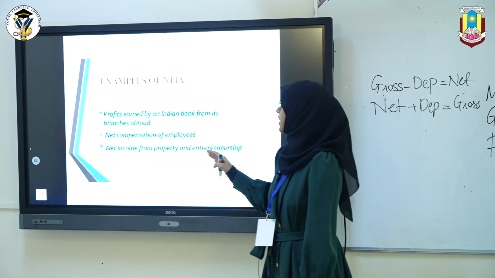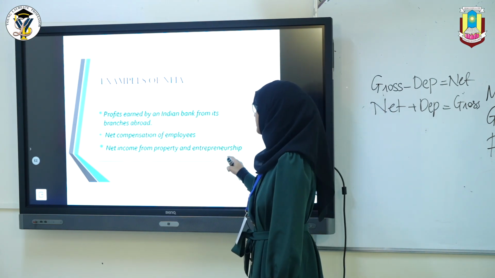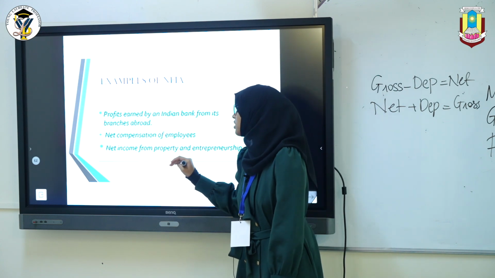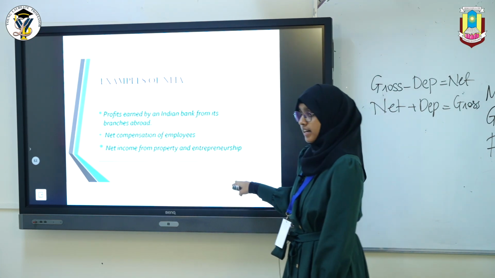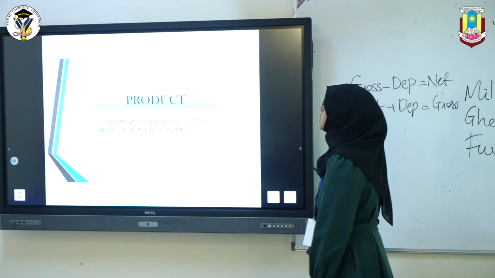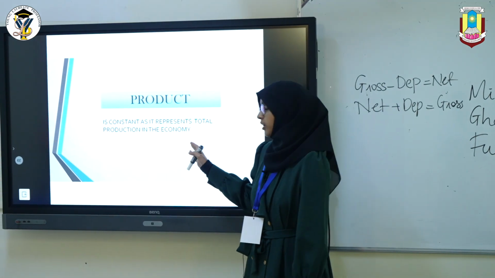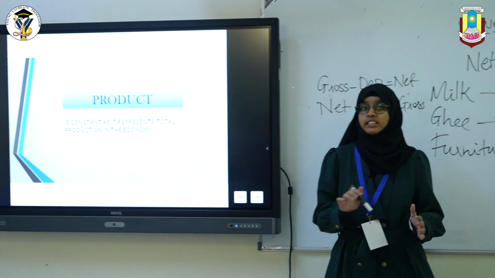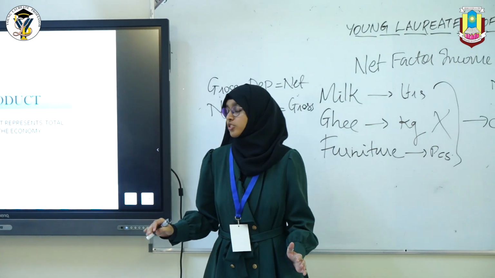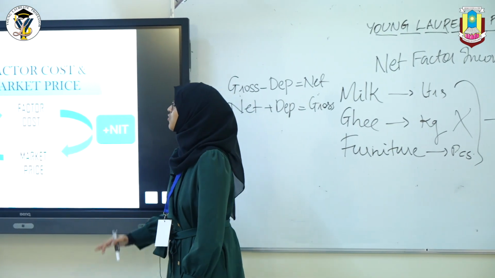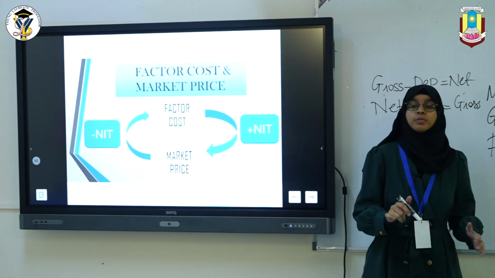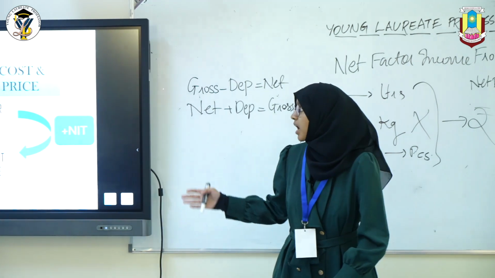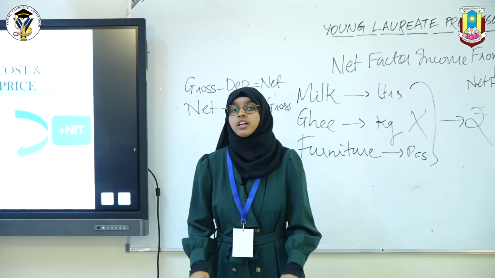Examples of NFIA are profit earned by an Indian bank from its branches abroad, net compensation of employees, and net income from property and entrepreneurship. The third component is product. Product is constant as it represents the total production in the economy. The fourth component is factor cost and market price. Factor cost basically means the cost of production, and market price is the available market price.